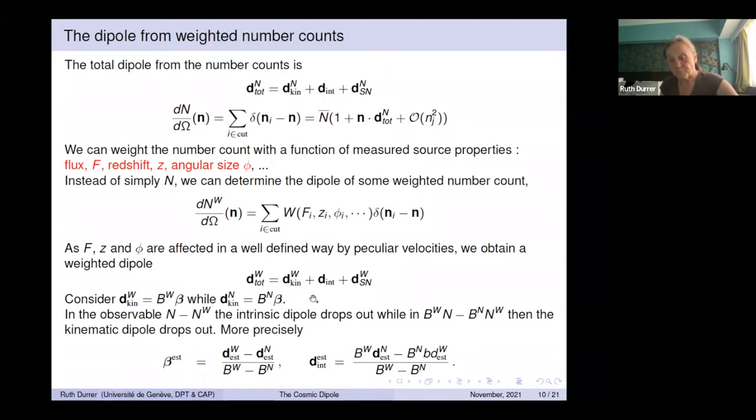If we multiply the weighted dipole with the weight of the number counts and the number counts with the weight of the weighted dipole, and we take this difference, then the kinematical dipole drops out, and we can measure the intrinsic dipole. So the beta will become the difference of the number count dipole and the weighted dipole, divided by their weights. While for the intrinsic dipole, I must multiply the number counts with the prefactor of the weighted dipole, while I must multiply the weighted dipole with the prefactor of the number count to get the intrinsic dipole.